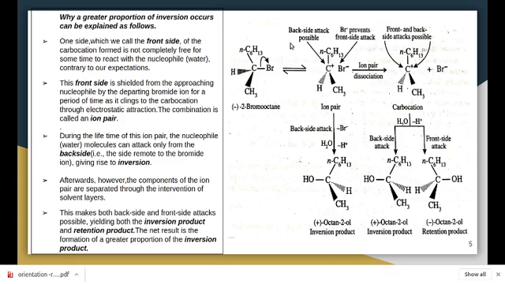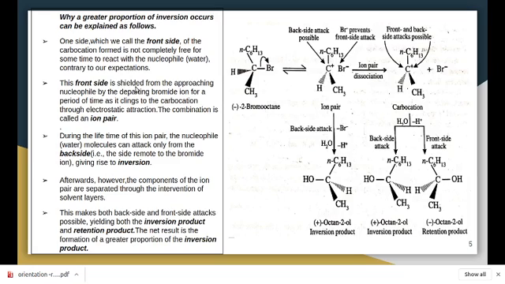So the leaving group can attack from the backside. Backside attack is only possible during the lifetime of the ion pair. Lifetime means this ion pair formation will be for some time. That means the ion pair can exist for some time only. After that it will break.